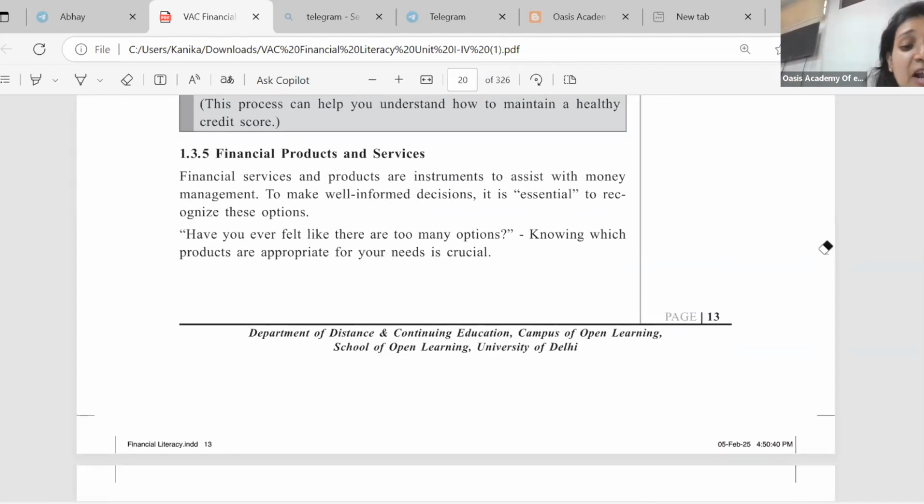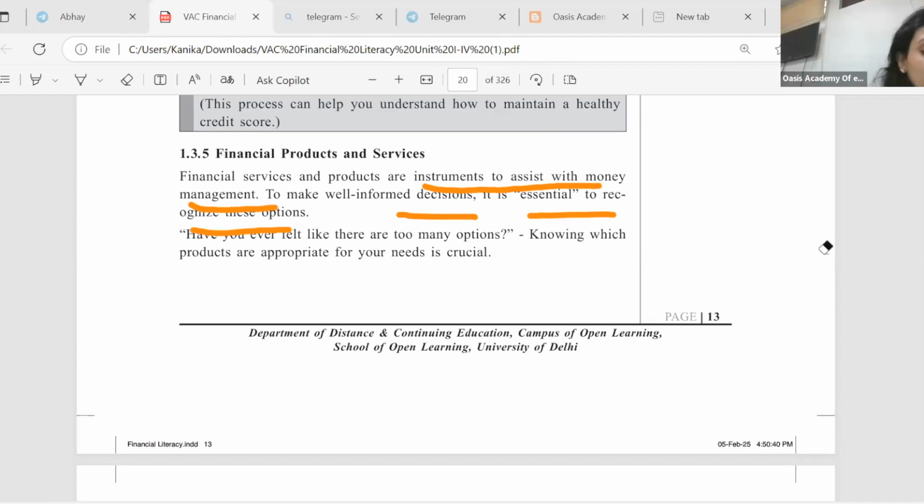The next topic is financial products and services. What are these? These are instruments to assist with money management, which help you manage your money and decide where you can keep it. To make well-informed financial decisions, it is essential to recognize these options. You should know what types of options are there, and accordingly opt for the one that suits you.